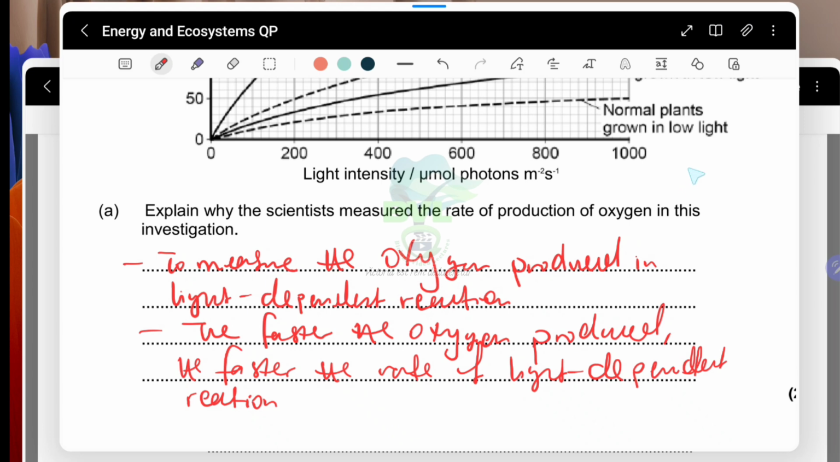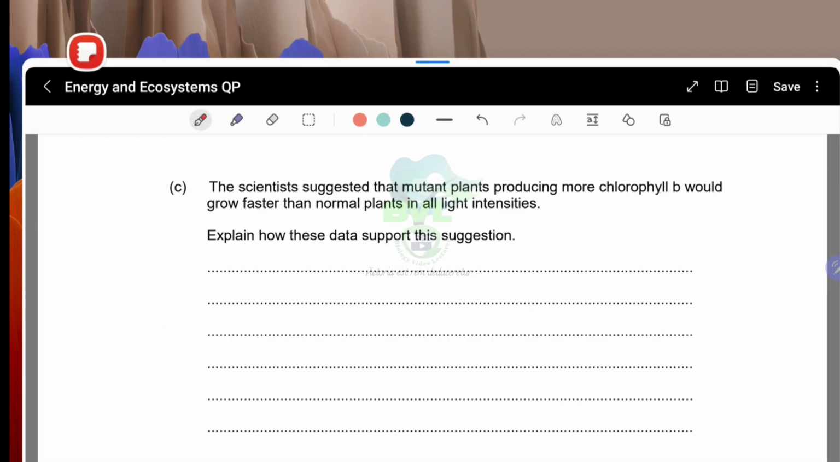Don't forget that we have light dependent reaction, which happens in the day or in the presence of sun or light, and oxygen is produced. So we have to measure oxygen. Oxygen is a pointer to know that this is happening. And the more oxygen we have shows that this reaction is happening fast. Hope that made sense.